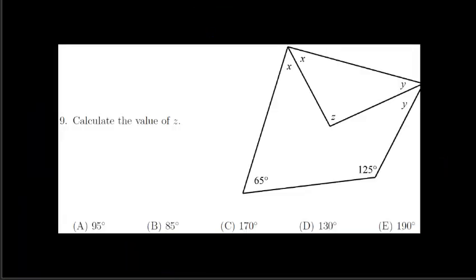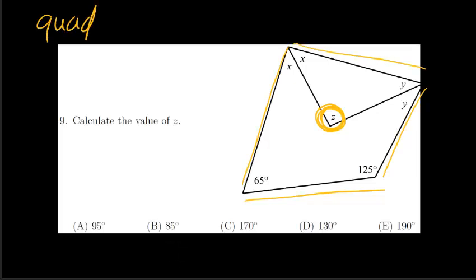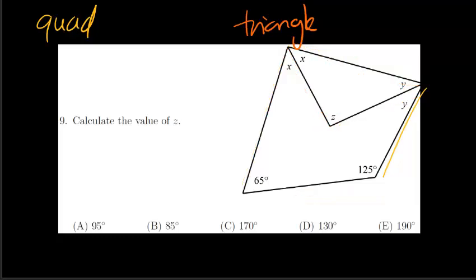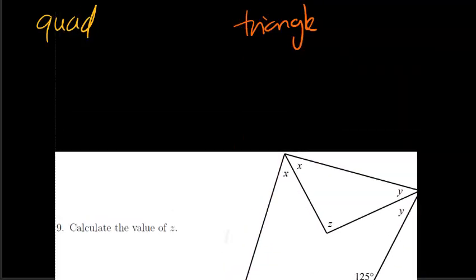Okay, question number 9. Question number 9 is a little bit big, but the question says calculate the value of z, which is that one there. Now, what do you see? I see two shapes, right? I see a four-sided shape, 1, 2, 3, 4, that is a quadrilateral. And I see a three-sided shape, which is 1, 2, 3, that is a triangle. And I see a relationship between these letters. I'm sure you're in agreement there, right? So let's move this out of the way and let's figure this out.